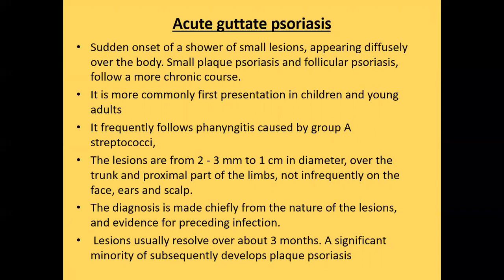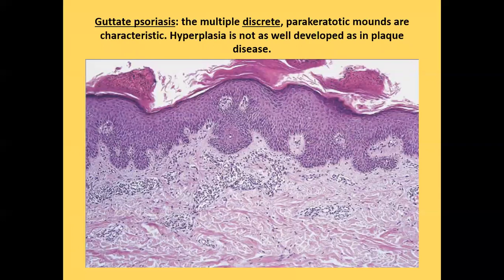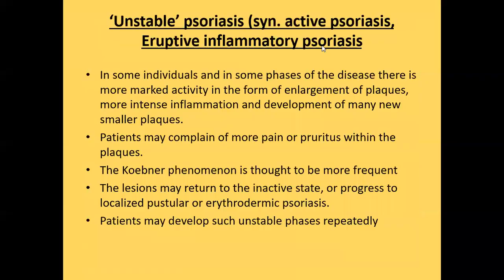Diagnosis is made chiefly on the nature of the lesions and evidence of preceding infection. Such lesions resolve in about 3 months, and a significant minority of patients subsequently develop chronic plaque psoriasis. These are the guttate lesions of guttate psoriasis, and in the differential diagnosis, you would include pityriasis lichenoides chronica, secondary syphilis, and pityriasis rosea. The histology is also typical. Rather than confluent parakeratosis, there are focal lens-shaped areas of parakeratosis with Munro abscesses. Hyperplasia is not as well developed as in plaque disease.